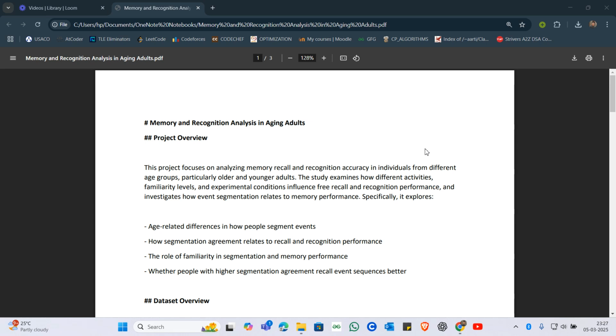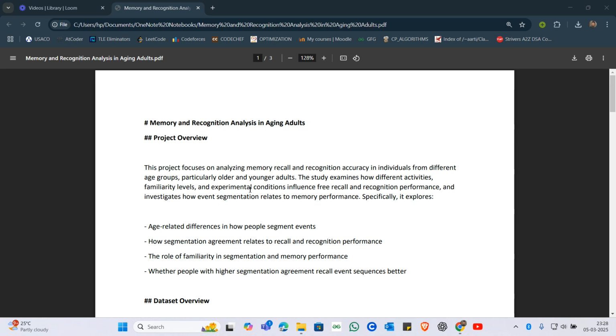I am presenting my project on memory and recognition analysis in aging adults. This project focuses on how different age groups, particularly younger and older adults, process and recall events. This research aims to understand how event segmentation, familiarity, and memory performance are connected with each other. I am using data-driven analysis to explore this relationship and gain insight into age-related memory differences.